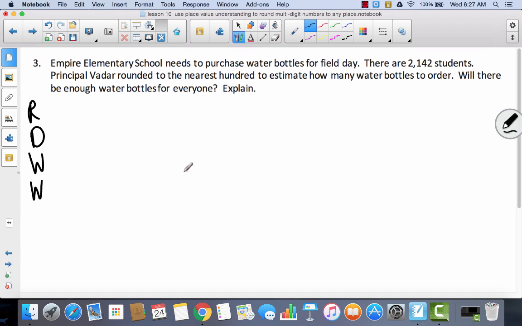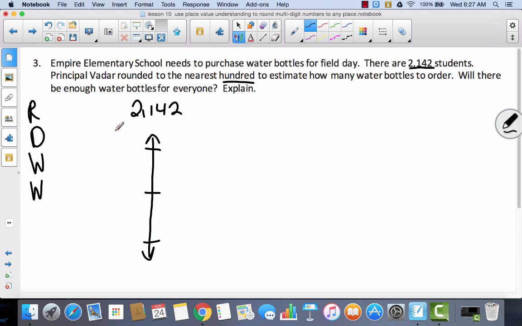Will there be enough water bottles for everyone? So I'm thinking to myself, what can I draw? I want to represent that there are this many students and that Principal Vader rounded to the nearest 100. So I'm going to take this number, 2,142, and I'm going to round it to the nearest 100. So I'm going to draw a vertical number line to show my thinking, okay? Not because I need this vertical number line to round, but I want to show my thinking. That's very important when I'm solving an application problem.